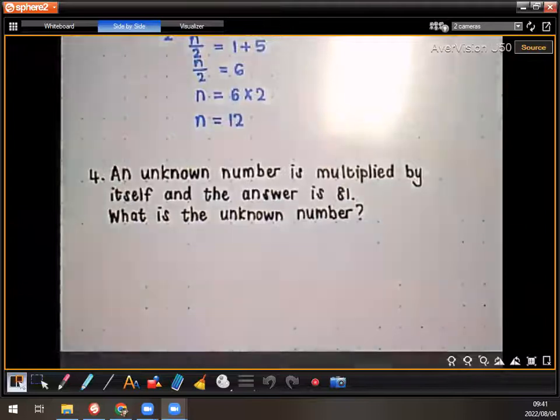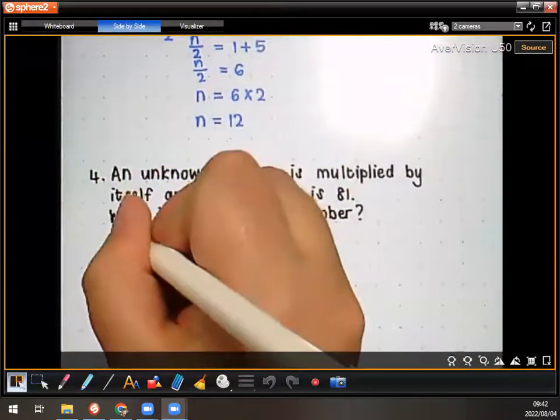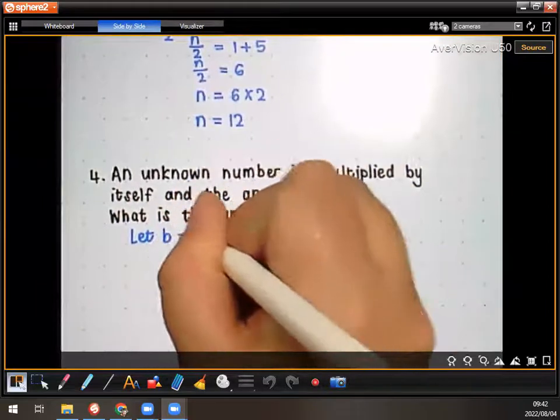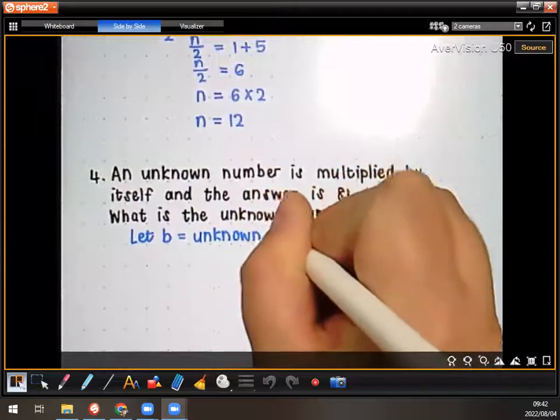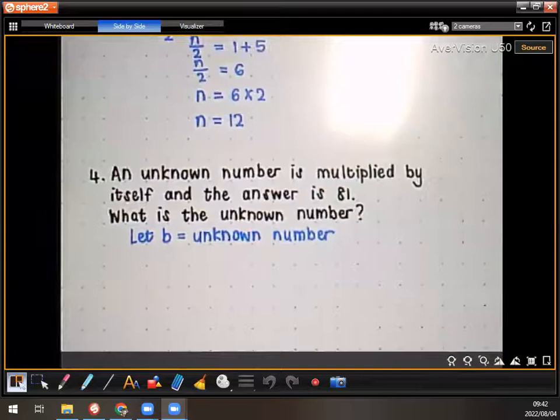Are we all ready? What letter do you want to use now, guys? B. Okay, let's work with B. Let B equal the unknown number. And guys, usually they'll tell you which letter to use, so don't stress about how long it takes to write this out. We'll see in the homework. They tell you which one. Yeah, it's homework, like you've never had homework before.